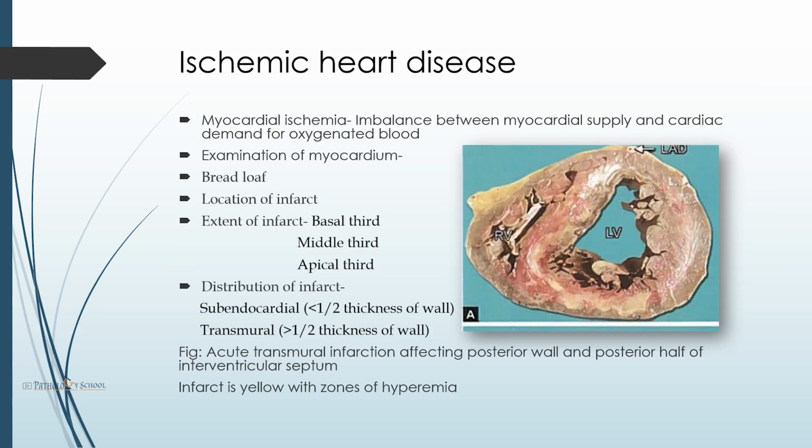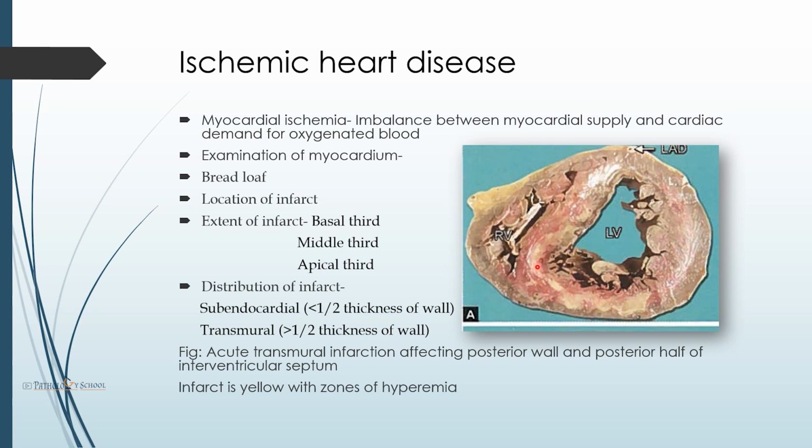Ischemic heart disease. In this, myocardial ischemia is an imbalance between myocardial oxygen supply and cardiac demand of oxygenated blood. We need to do examination of the myocardium in ischemic heart diseases by bread loafing of the heart. Location of the infarct and extent of the infarct can be basal third, middle third and apical third. Distribution of infarct can be subendocardial or transmural.